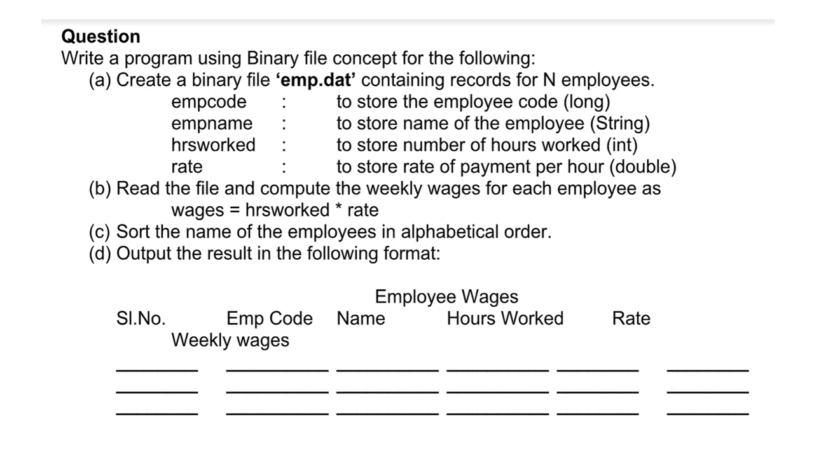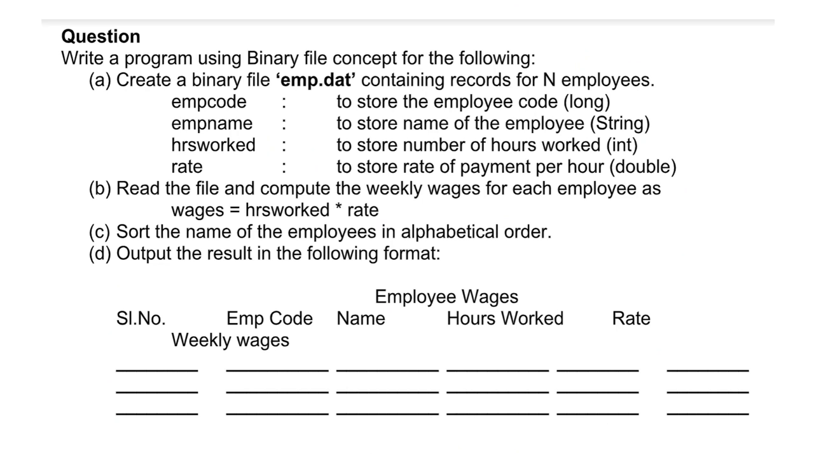Write a program using binary file concept for the following. Create a binary file emp.dat containing records for n employees. That means you're going to get the number of employees first and then you're going to store the data. So what are the data you're going to store is emp code to store the employee code, which is of long data type. Emp name to store the name of the employee, that is of string data type.